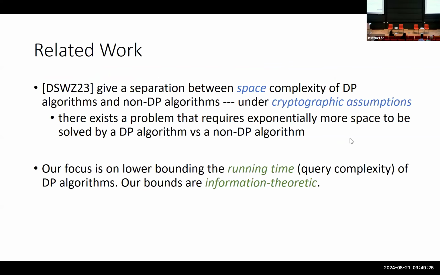The most relevant work is that of Dinur, Stemmer, Woodruff, and Zhao. Last year, they gave a separation between the space complexity of DP and non-DP algorithms. Two points here: their paper dealt with space separations and their bounds were under cryptographic assumptions. For us, we're looking at the running time and our bounds are information theoretic.